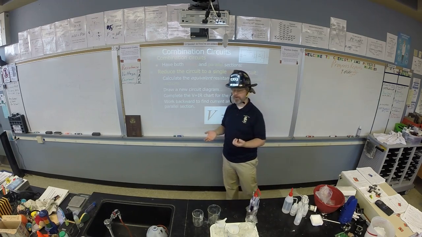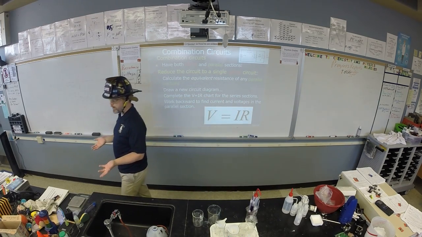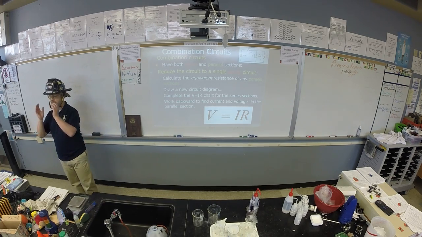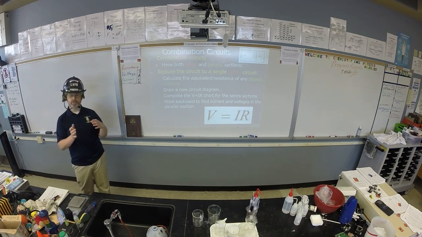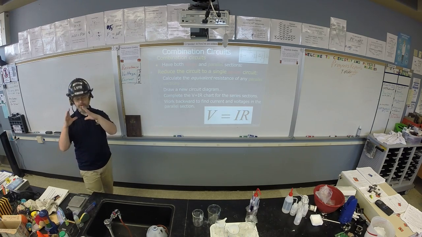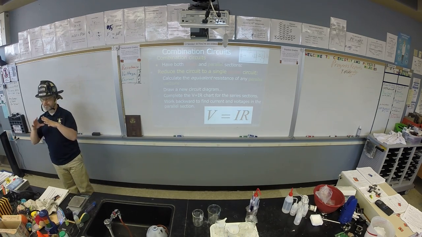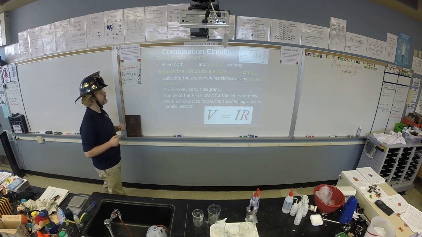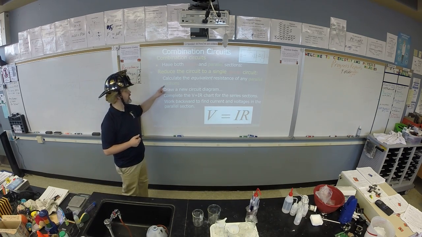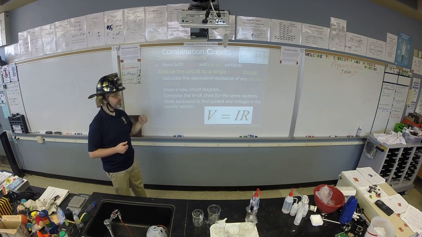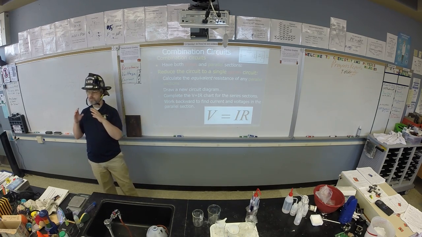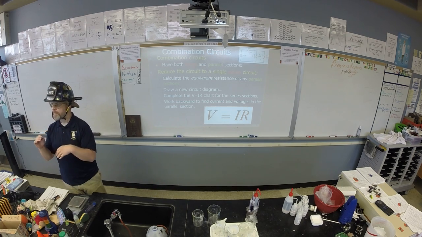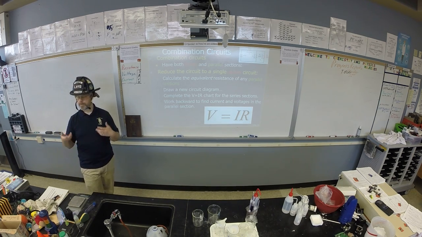Now, in a combination circuit, which is what most circuits you will encounter are, we have some strategies. It has both series sections and parallel sections. So we're going to try to reduce the parallel sections to make them simpler. This is the sequence we're going to use. We're going to calculate the equivalent resistance of any parallel section. Then we're going to draw a new circuit diagram reducing all the parallel sections to series sections. And we're going to solve it like a simple series circuit.